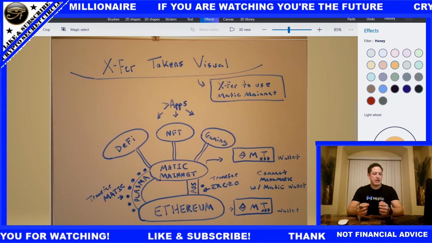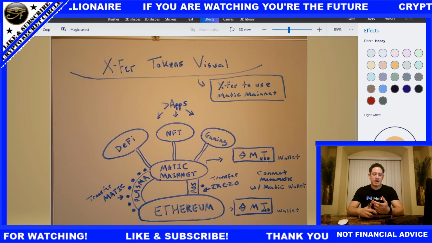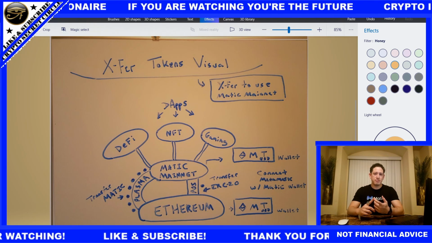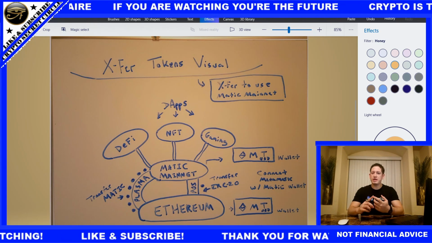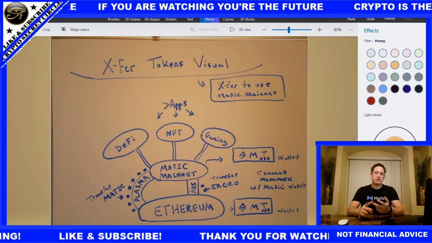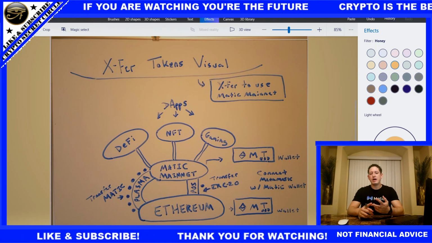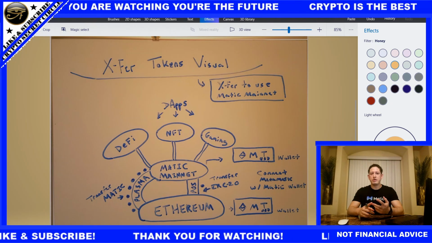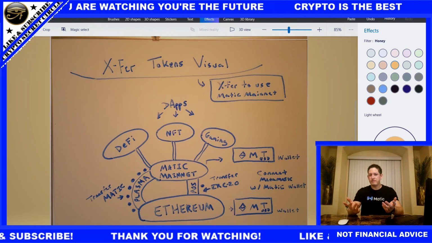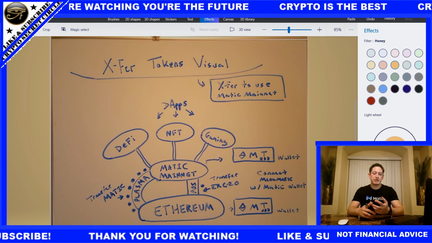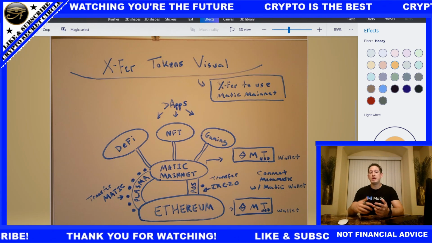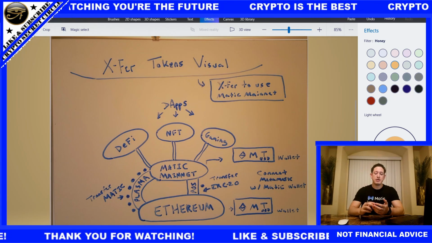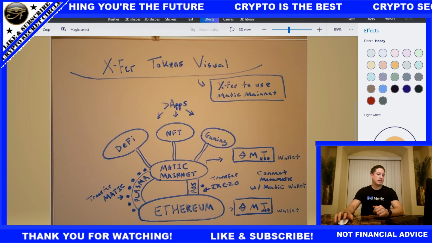Now in this case, the first things that you need to have done is to have your Matic Mainnet RPC network already set up, and you need to have Ethereum, whatever stable coins you're using for DeFi platforms, and some Matic for transactions on the Matic Mainnet up front. So you'll need all of that up front.